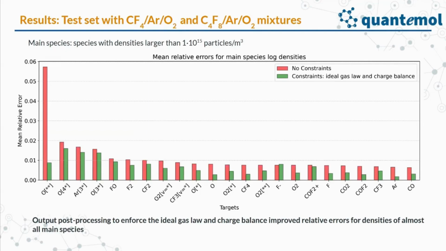So we can see that applying the ideal gas law and charge balance post-processing step helped reduce the relative error for almost all major species, and overall the errors look quite good for machine learning predictions.